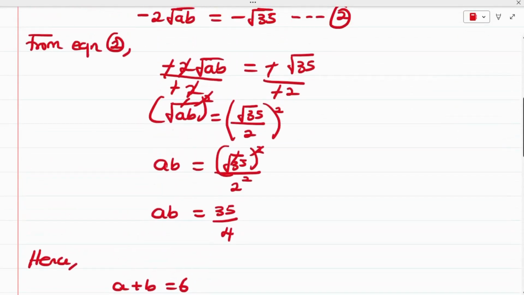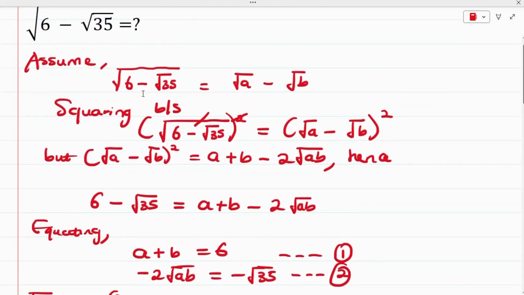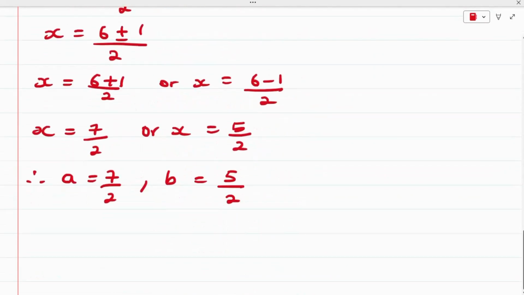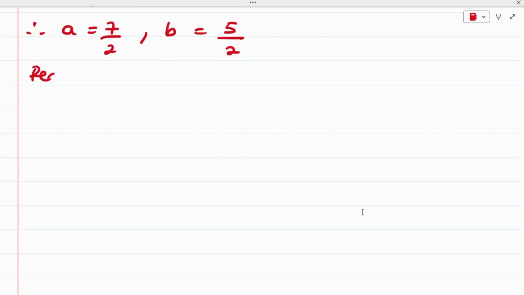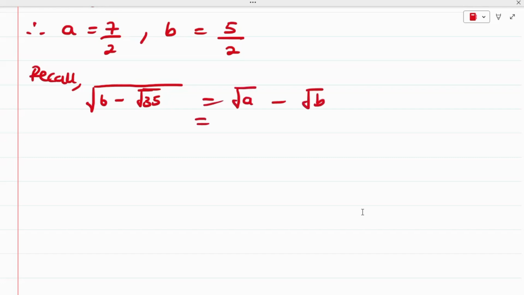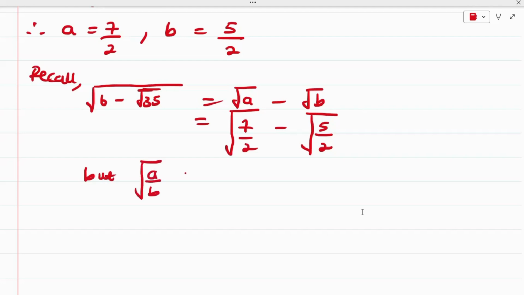So we want to simply go right here and recall that the square root of 6 minus the root of 35 is equal to the square root of a minus the square root of b. So at this point we are going to say, recall that the square root of 6 minus the root of 35 is equal to the root of a minus the root of b. So this is equal to the square root of a, which is 7 over 2, minus the square root of b, which is 5 over 2. But we know that the square root of a over b is equal to the square root of a divided by the square root of b.